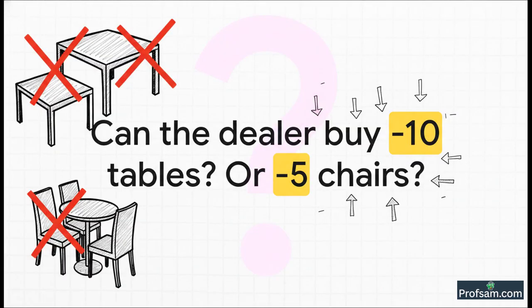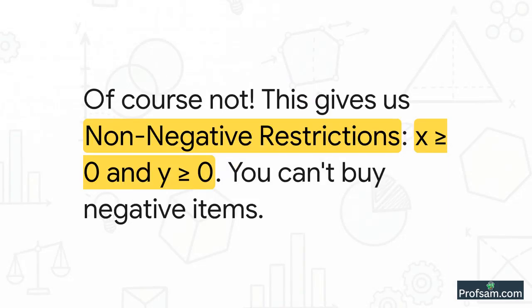Okay, time for a very important common sense question. Can the dealer go and buy minus 10 tables? Or maybe minus 5 chairs? What do you think? Of course not. That's impossible. You can't buy a negative number of items. This simple idea gives us our last, but super important set of constraints.